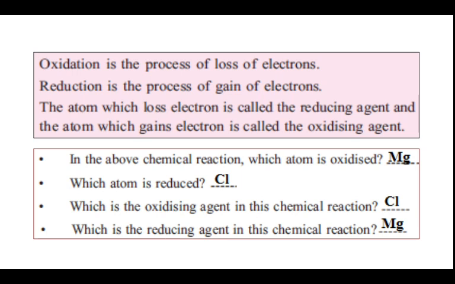We know oxidation is a process of loss of electrons and reduction is a process of gain of electrons. The atom which loses electrons is known as a reducing agent and the atom which gains electrons is known as an oxidizing agent. In the above chemical reaction, which atom is oxidized? It is magnesium. And which atom is reduced? It is chlorine. Which is the oxidizing agent in this chemical reaction? It is chlorine. And which is the reducing agent? It is magnesium.